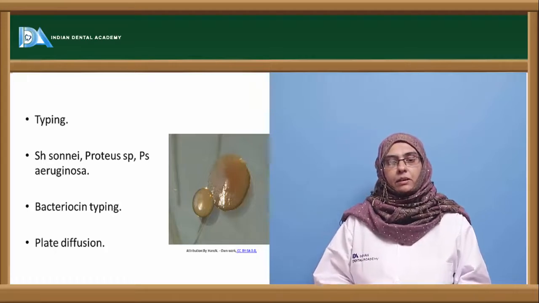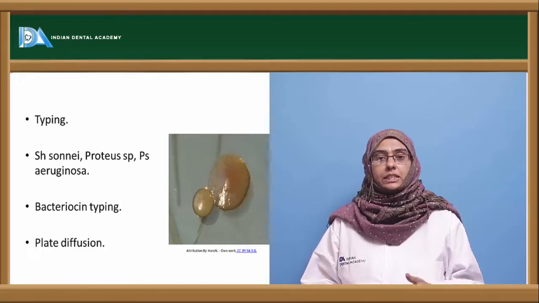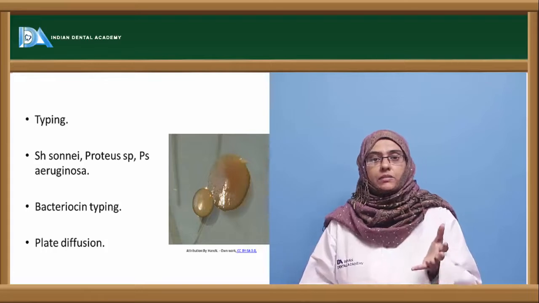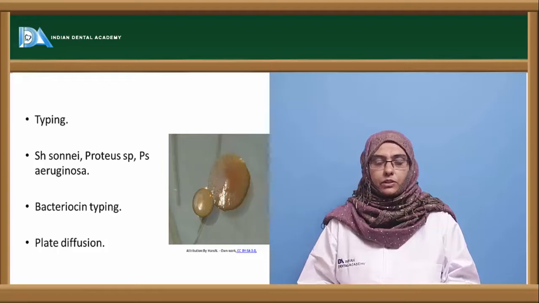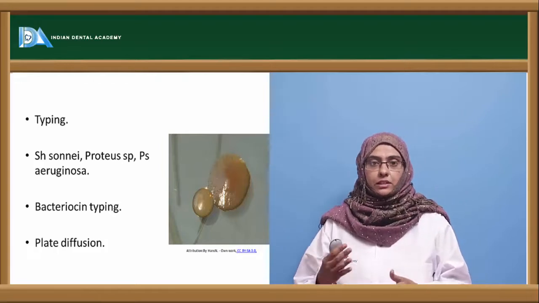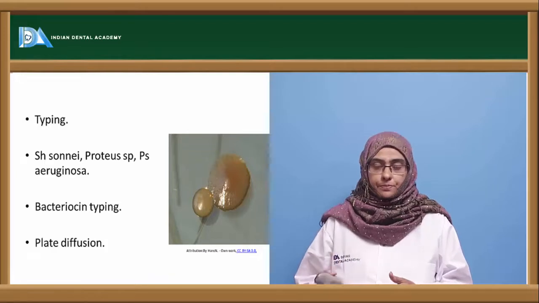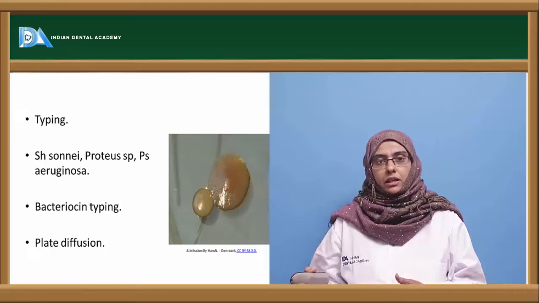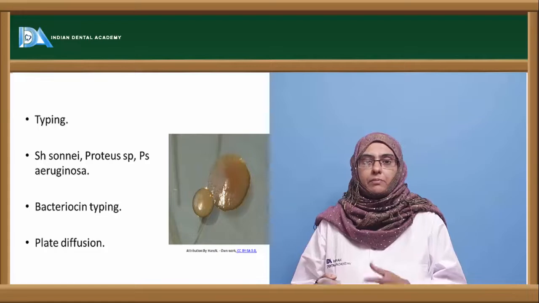And bacteriocin typing is similar to that of the phage typing, but in phage typing we see the sensitivity of the strain of organism which is sensitive towards a particular phage. But in the case of bacteriocin typing, we see the type of bacteriocin produced by the test strain, which is usually inhibitory to the indicator organism. So this is usually done with the help of plate diffusion.